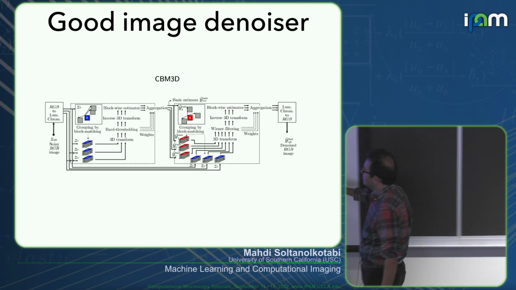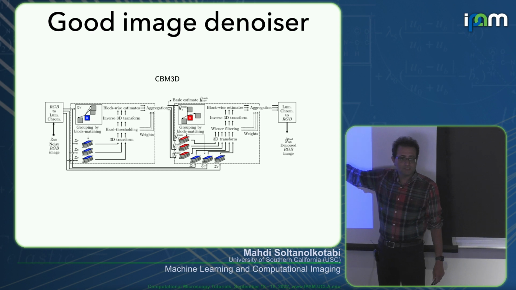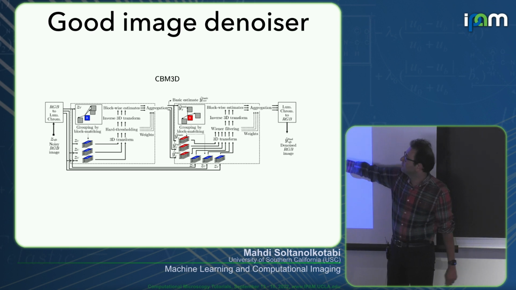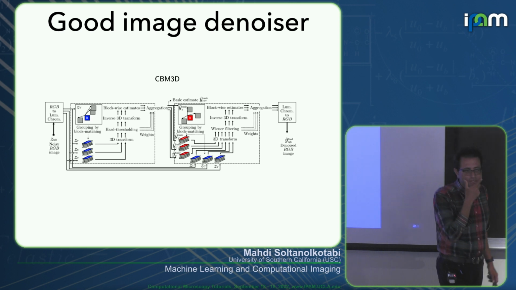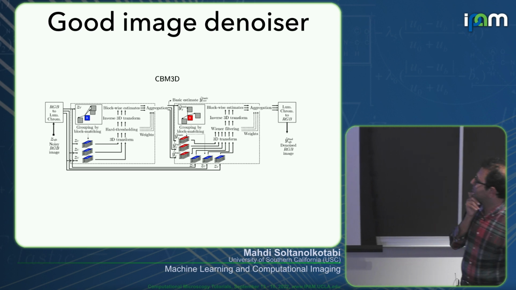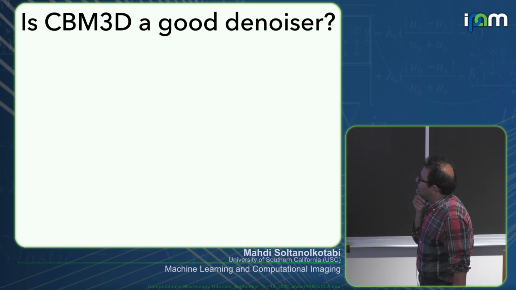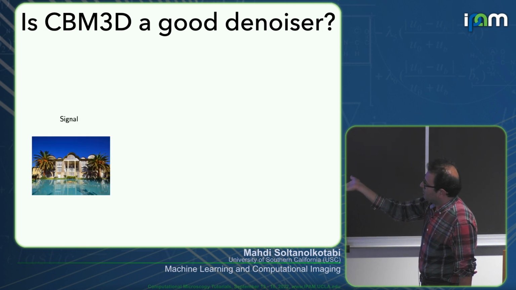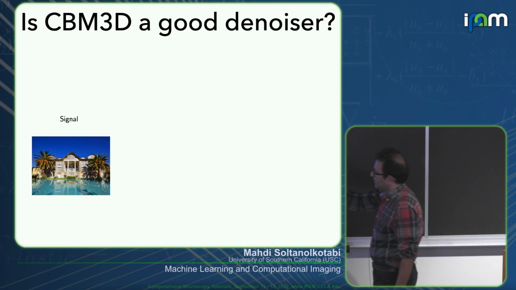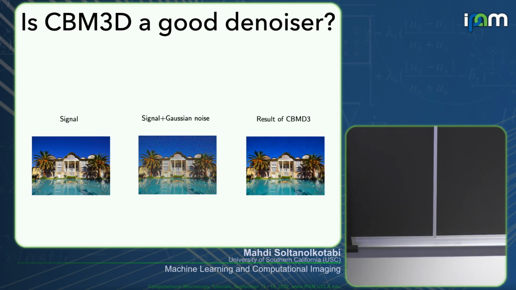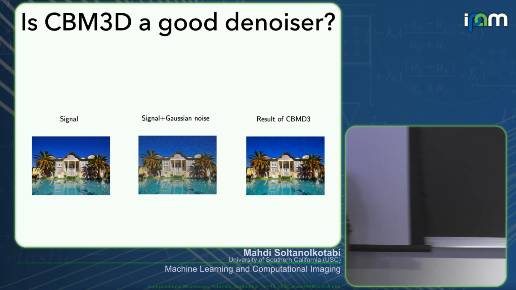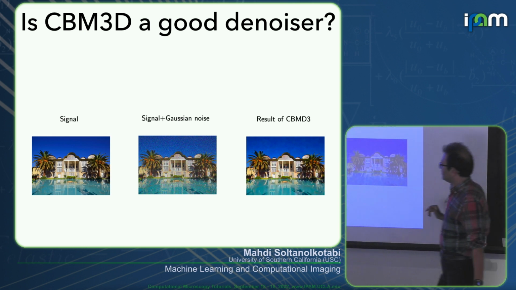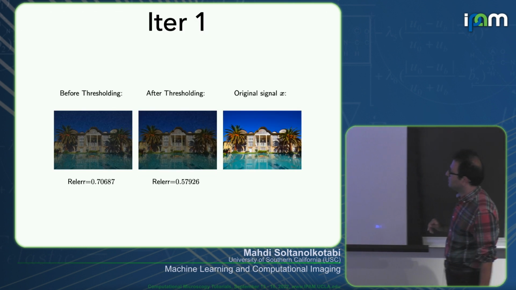One example of a denoiser, this is not a learned one, this is just a good denoiser. There's no learning involved. In this context for natural images, it's BM3D. There's some denoiser that works pretty well. Let me just demonstrate that this is actually a good denoiser. If I have a signal, I add Gaussian noise to it, and then I apply BM3D, you actually do denoise the image. So it is a good denoiser for natural images.